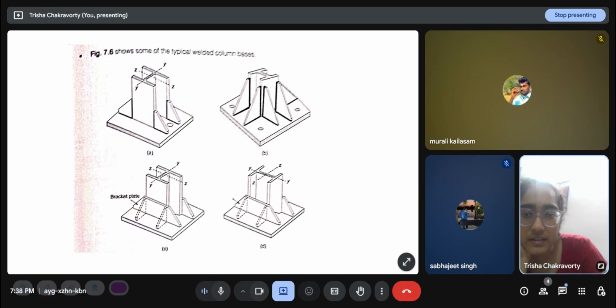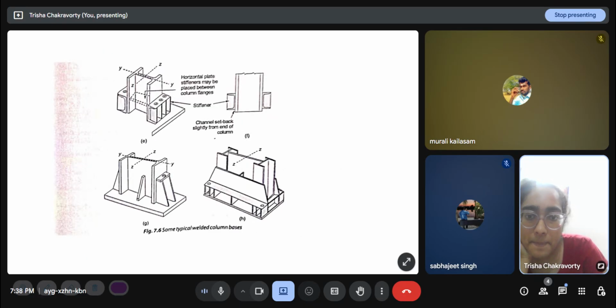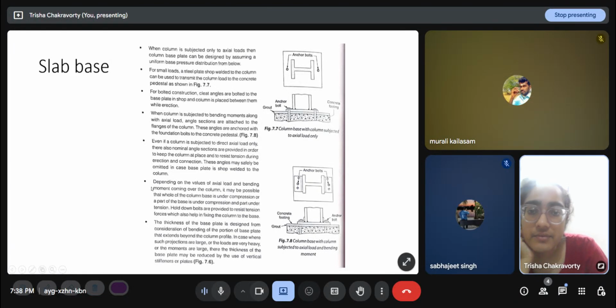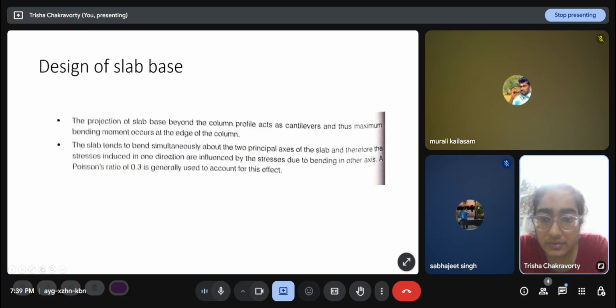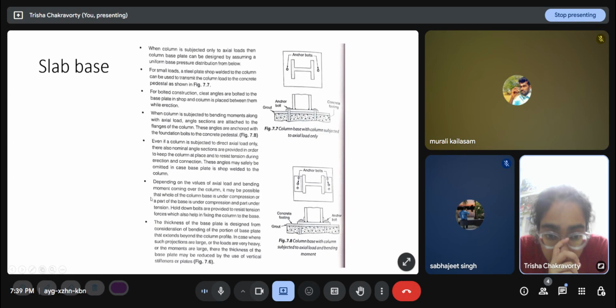These are some typical welded column bases. Horizontal plate stiffeners may be placed between the column flanges to maintain the distance. Slab base: when a column is subjected only to axial force, then the column base plate can be designed assuming a uniform base pressure. For small loads, a steel plate. Okay, these are theory. Let us move to the design of.